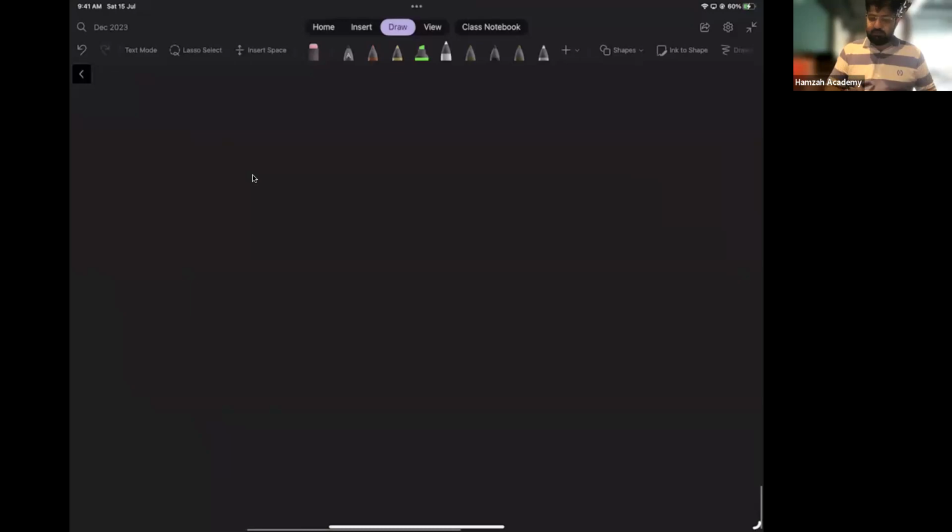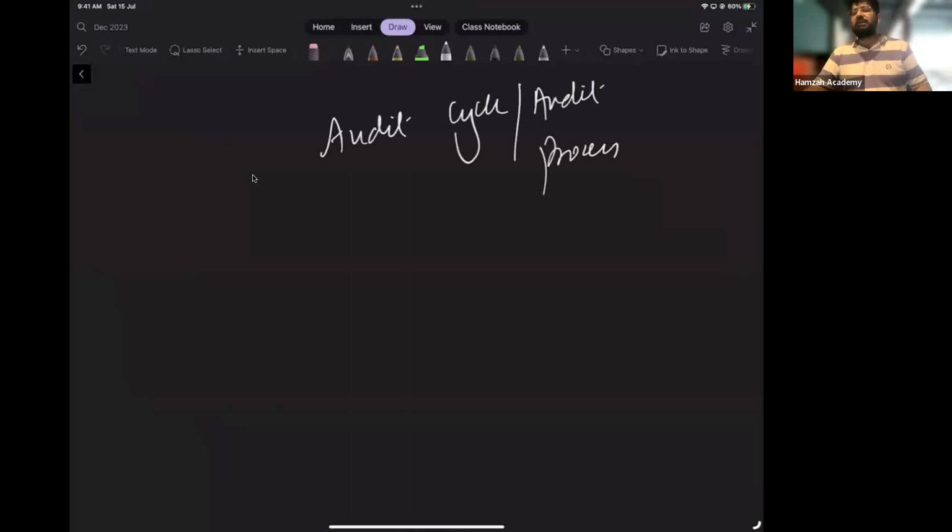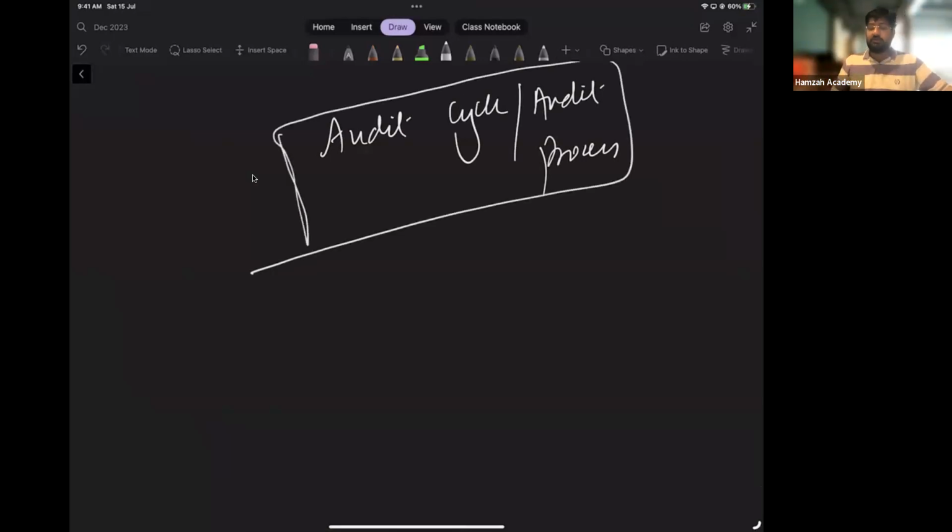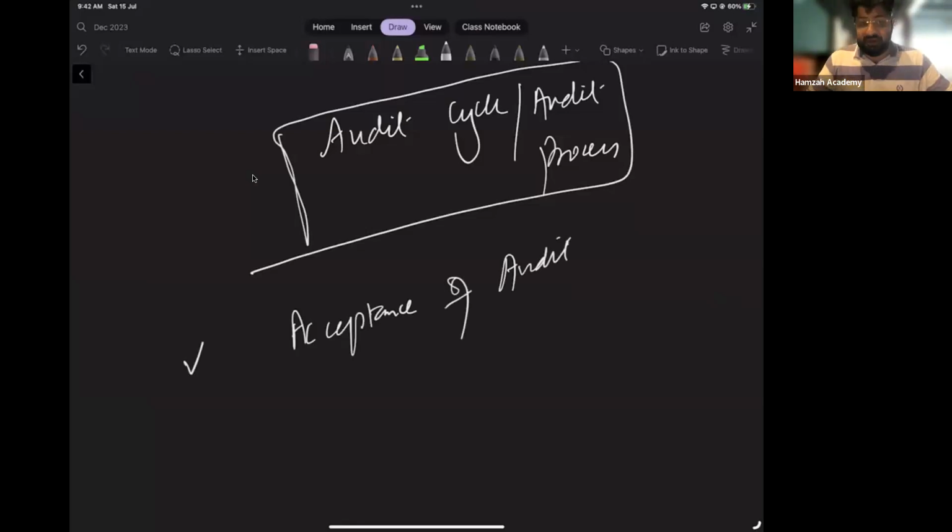So I was talking about the audit cycle or audit process. Why cycle? The reason we call it a cycle is that it is repeated every year. Now, let us start. Students, the first stage is acceptance of audit. Whenever a company approaches us for the audit of their financial statements, we have to decide whether we should accept that audit or not.